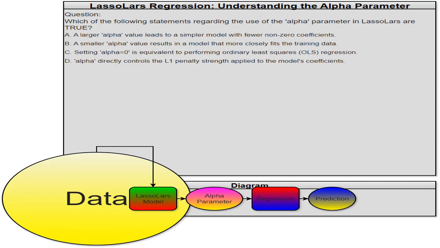LassoLars combines the lasso regression technique with the least angle regression, LARS, algorithm. This means it adds an L1 penalty to its cost function and then uses LARS to efficiently compute the solution path, coefficients, for different ALPHA values.